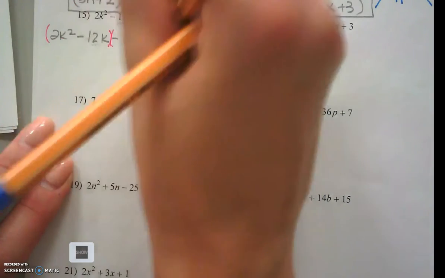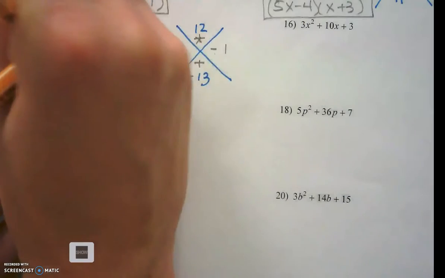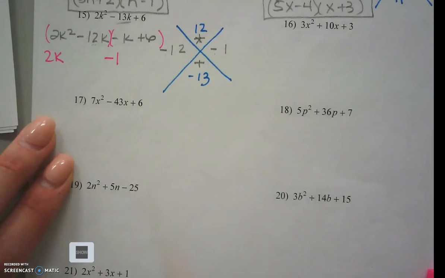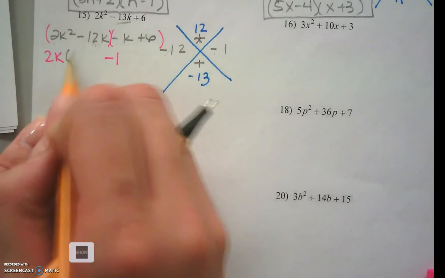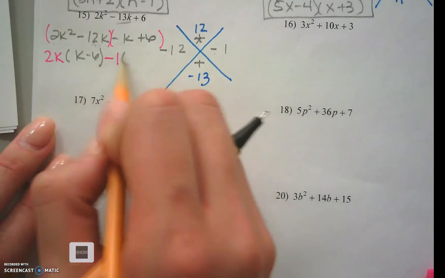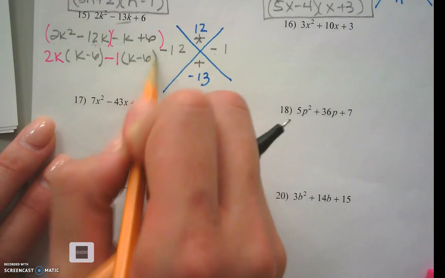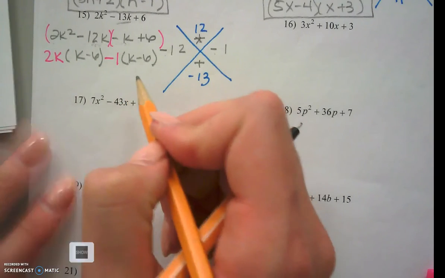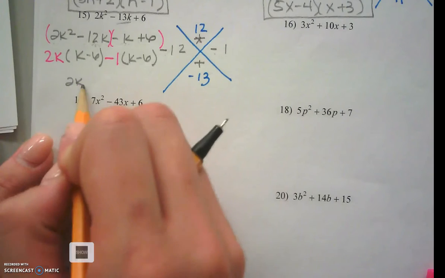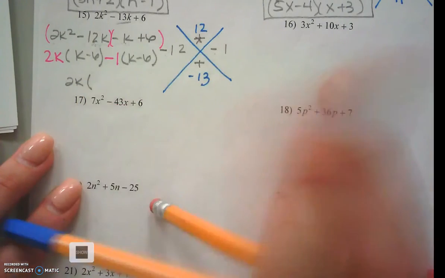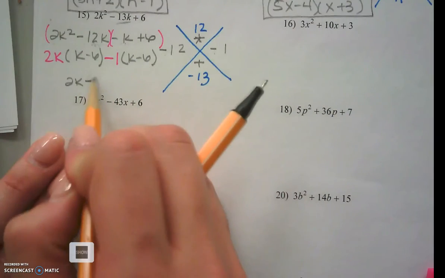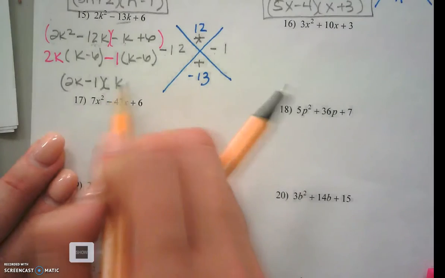So we'll group these things. I have a 2k in common here, and we'll just take the negative 1 out. So what you'll notice is by matching those up, I'm going to get k minus 6. And I took the negative, that's k minus 6. So that was the right choice because I got two of the same factors there. So my final answer is 2k minus 1, excuse me, times k minus 6.